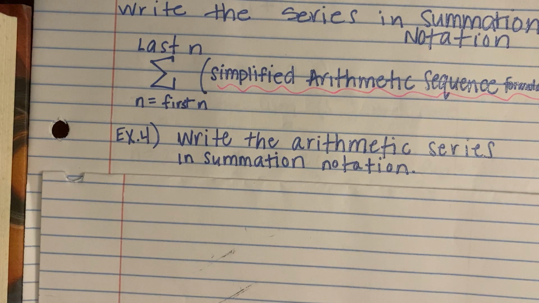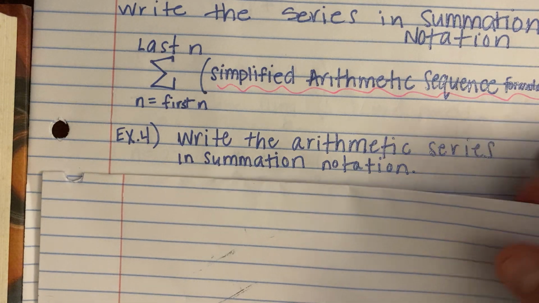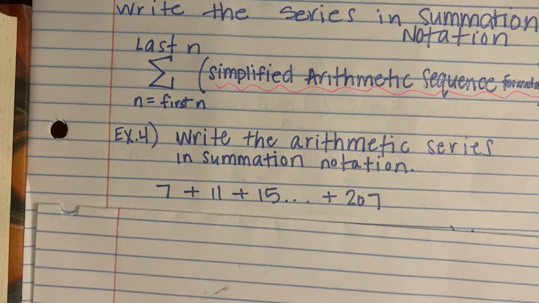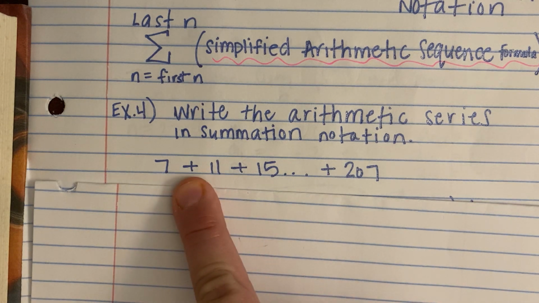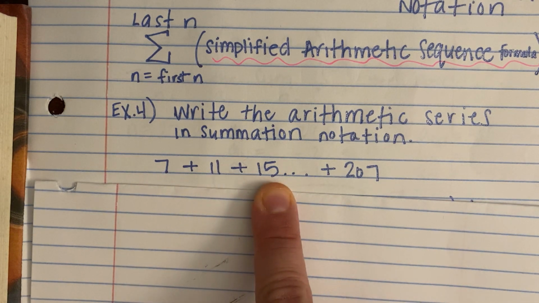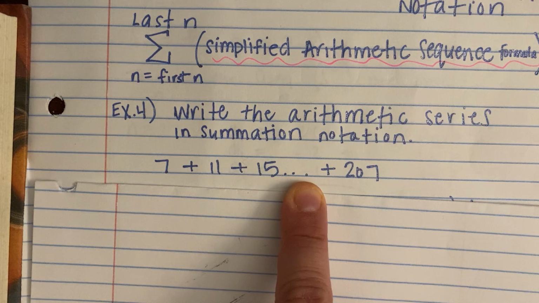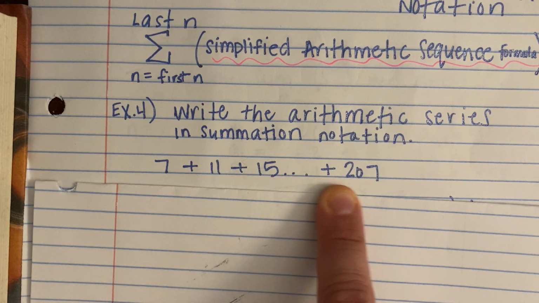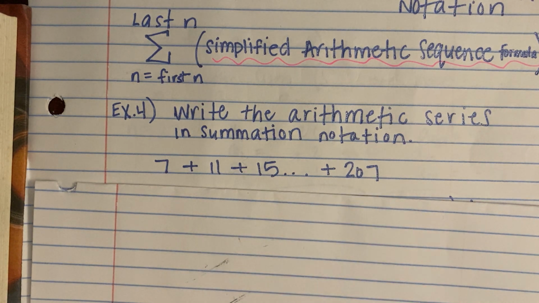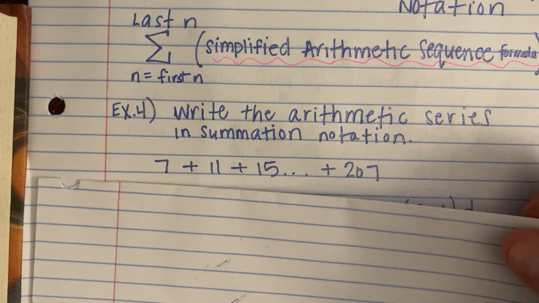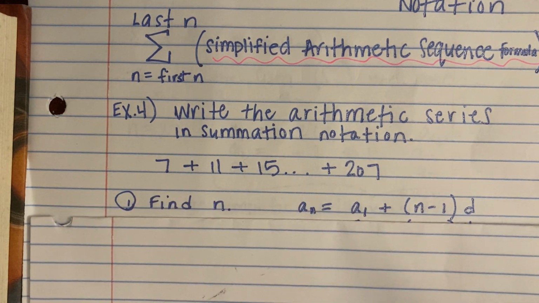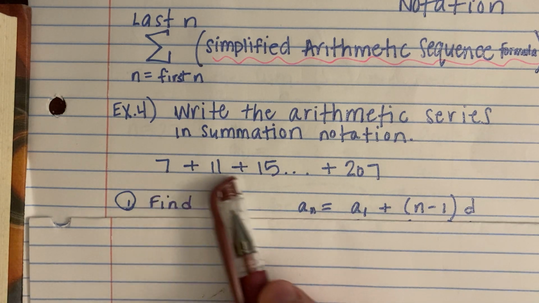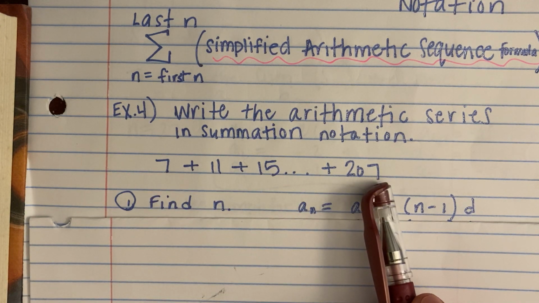In example 4, we're going to write the arithmetic series in summation notation. So here's the series that we're given. We're starting with a 7, and then it's adding 11 plus 15, and the pattern continues until we get to our last term, which is 207. In order to write this, the first thing I need to do is figure out how many terms we actually have in this series.